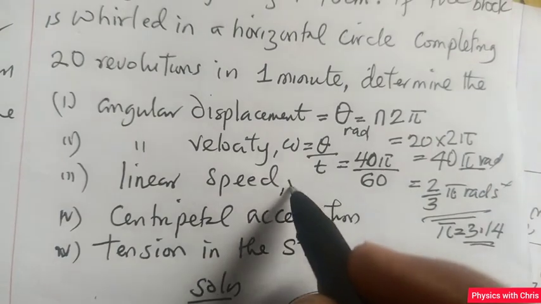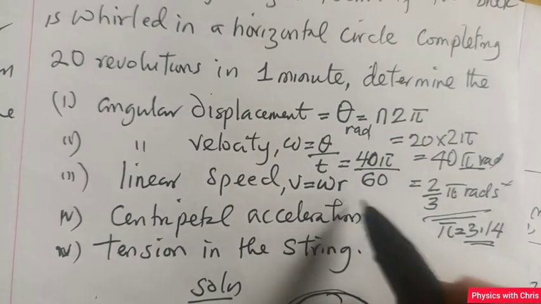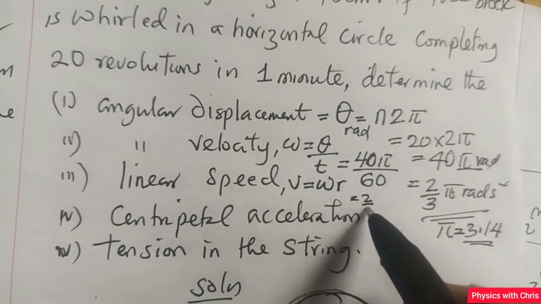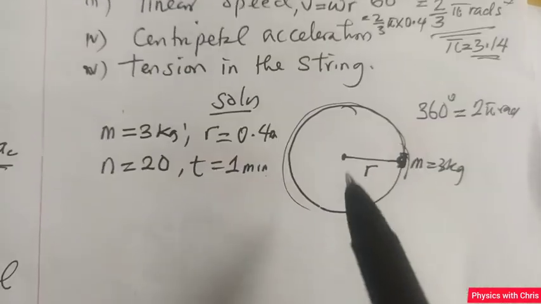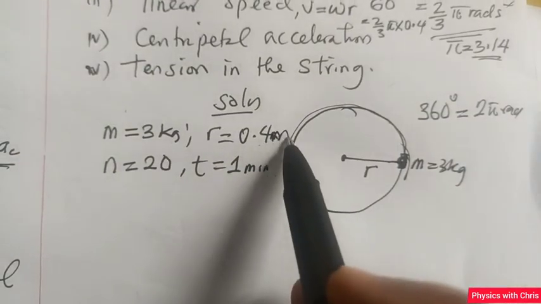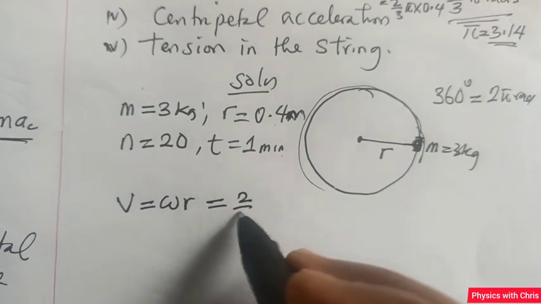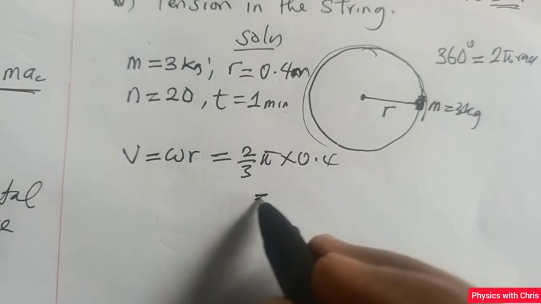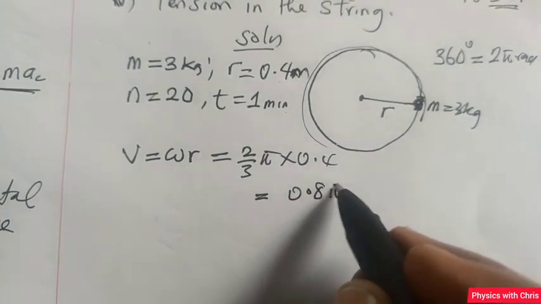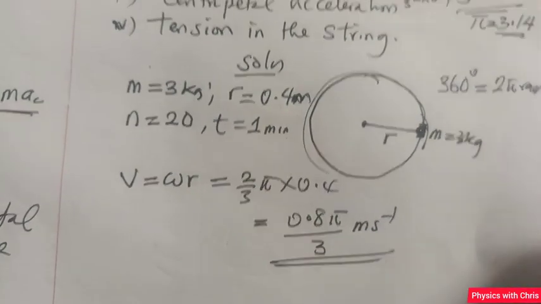Then the linear speed v is equal to the angular speed multiplied by the radius of the circle. So that will give me 2/3 pi multiplied by 0.4, because we are given 0.4 meters. Of course, we did that conversion for the radius of the circle. So the linear speed is omega multiplied by r. That gives me 2/3 pi times 0.4, which is 0.8 pi over 3 in meters per second, where pi is 22/7 or 3.142.